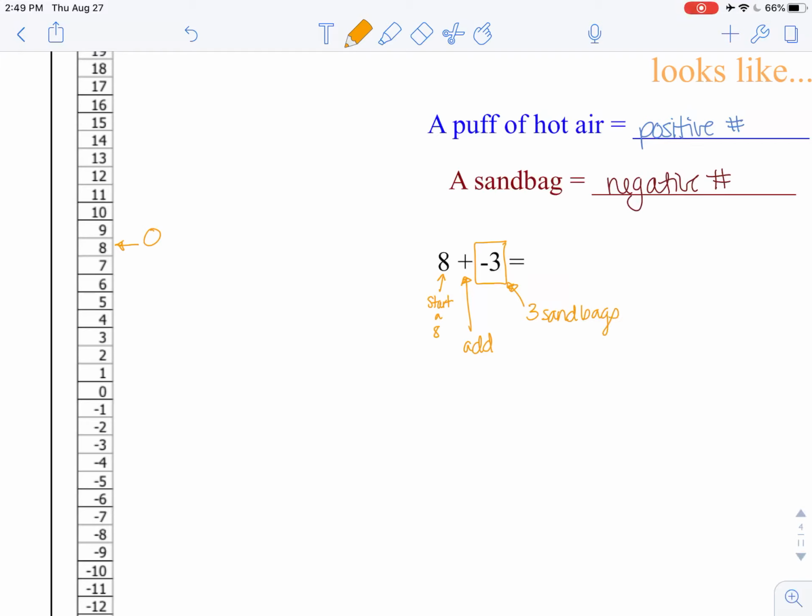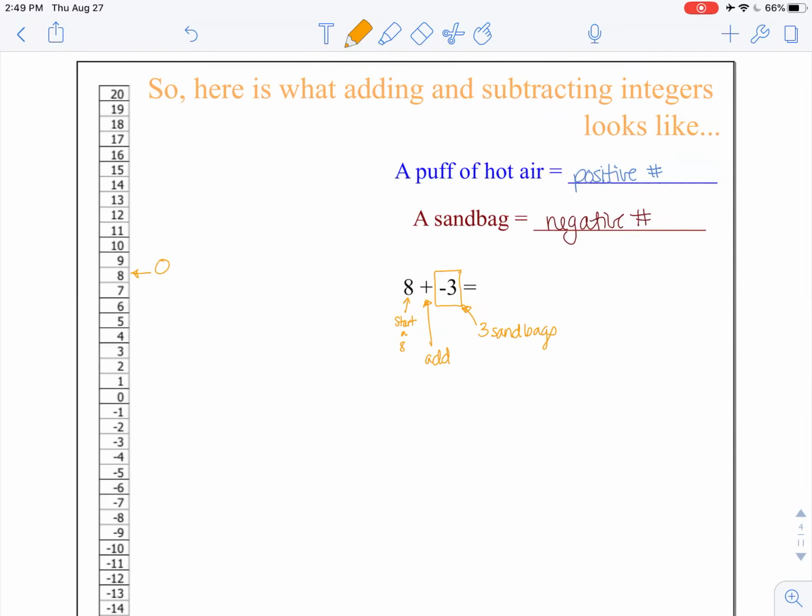So what is that going to do? Is it going to make my balloon lighter or heavier? It's going to make it heavier. So it's going to bring that balloon down. It's going to weigh it down. So it's going to move it down 1, 2, 3, and now my balloon is going to be at, we'll just draw that here, 5 meters up. So that is what it looks like when we're adding that negative, we're adding that sandbag. It is pulling my balloon down.